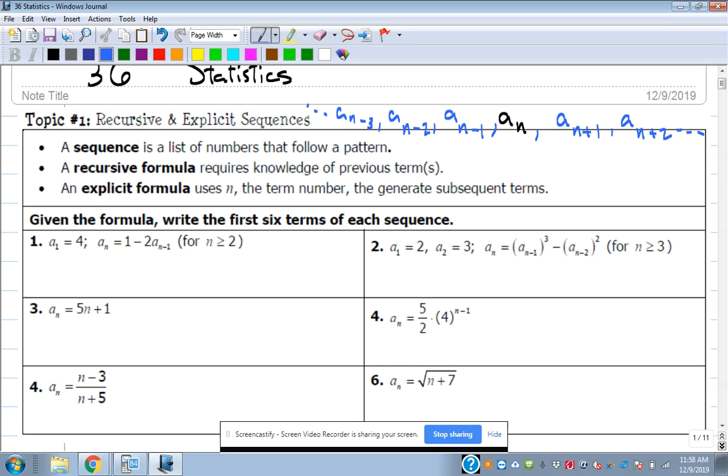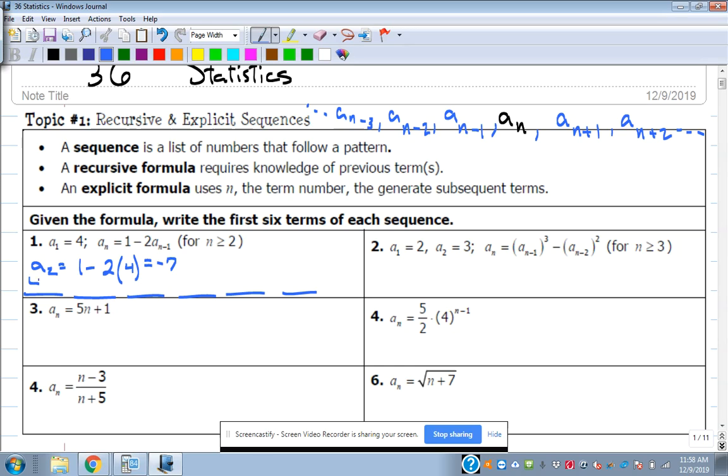And then you look at the formula on number 1 there, and it says a sub n equals 1 minus 2 a sub n minus 1. So to find the second term for that problem, a sub 2 would be 1 minus 2 times whatever a sub 1 was. A sub 1 was 4. So we plug that in, and we get the second term in this sequence would be 1 minus 8, which would be negative 7. So we're looking for 6 terms.